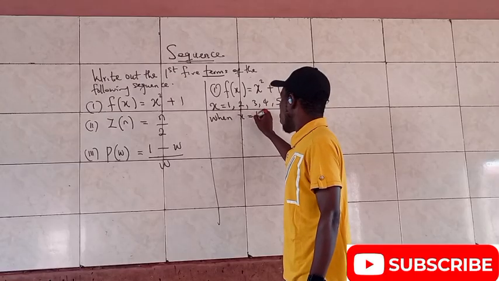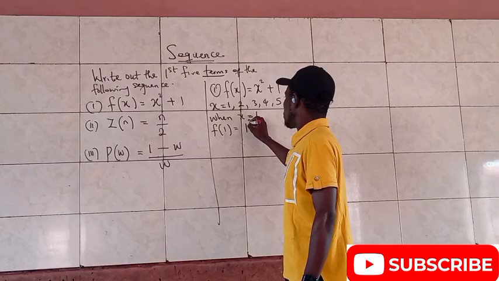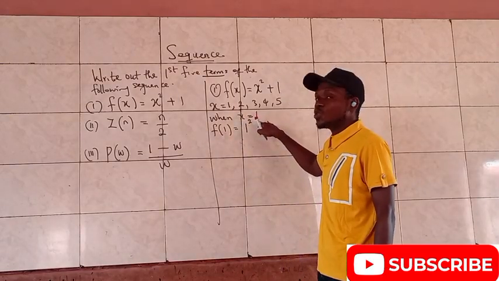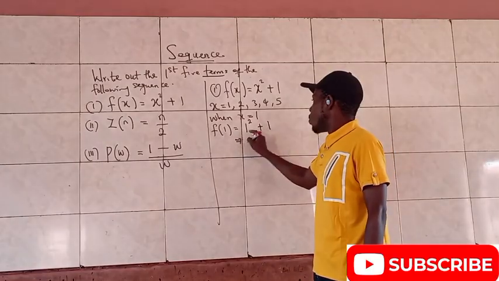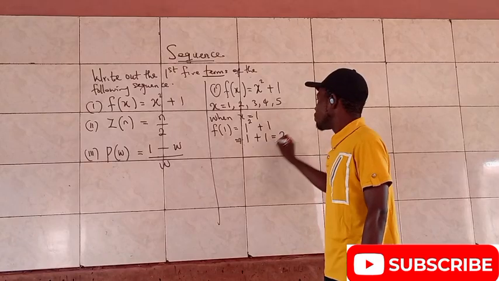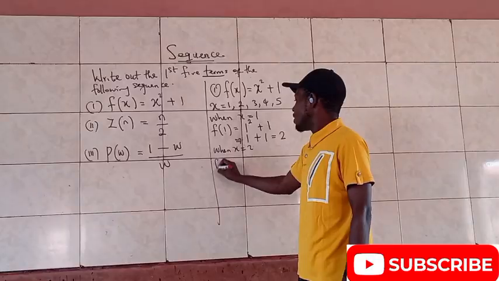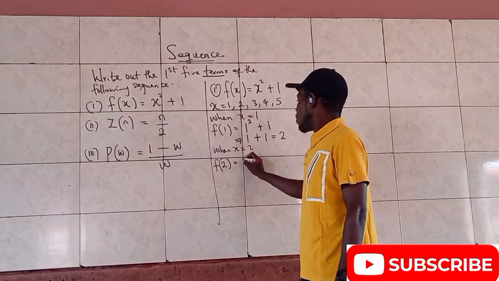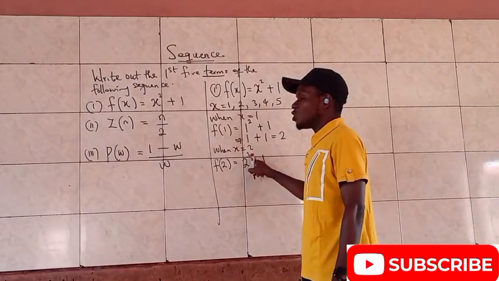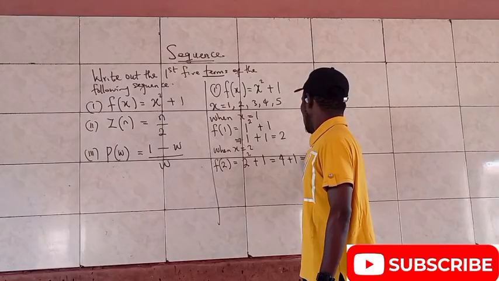So I will say when x is 1, then I will have f1 equals 1 raised to the power 2 plus 1. It means wherever I see x, I will be replacing it with 1. So 1 squared means 1 times 1, and that is 1, plus 1, and that is 2. Again, when x is 2, I have f2 equals 2 raised to the power of 2 plus 1. 2 raised to the power 2 means 2 times 2, which is 4. Then plus 1, and that is equal to 5.